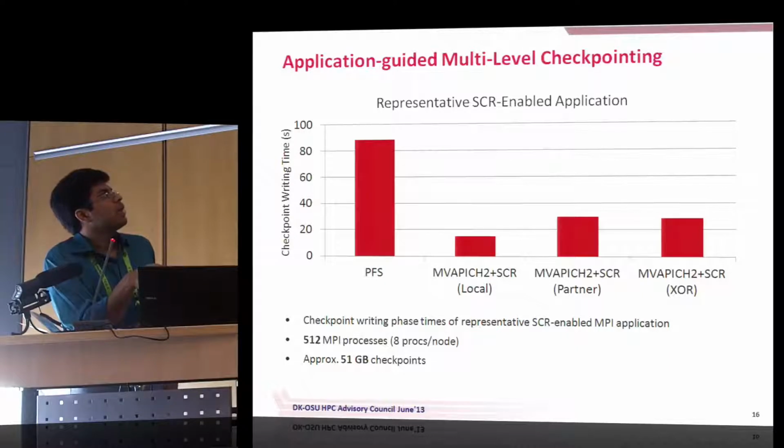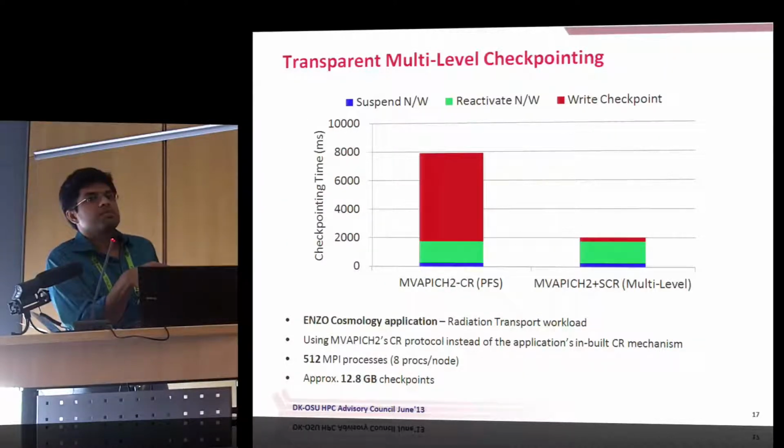Now let's see how application transparent checkpointing works. This slide compares the performance of MVAPICH2 CR, or checkpoint restart, on a standard parallel file system as opposed to on SCR. As we can see, by using SCR, we have significantly cut down on the time taken to write the actual checkpoint to disk. This was taken with the ENZO cosmology application on 512 processes.